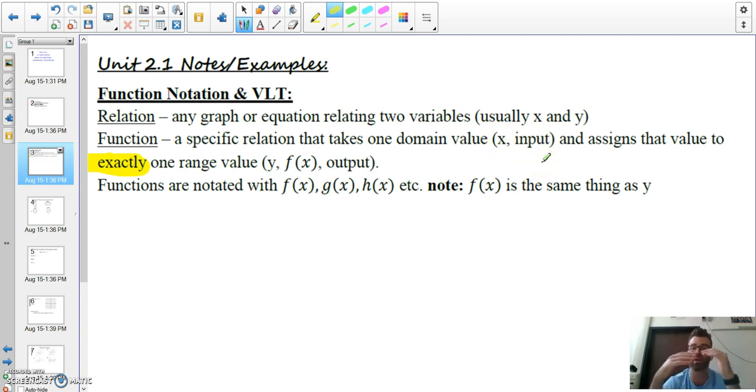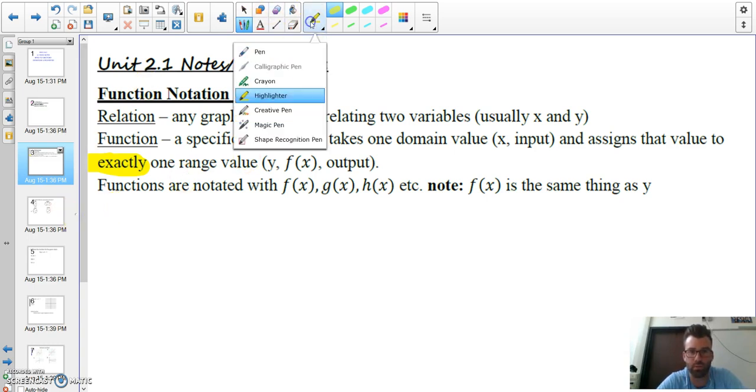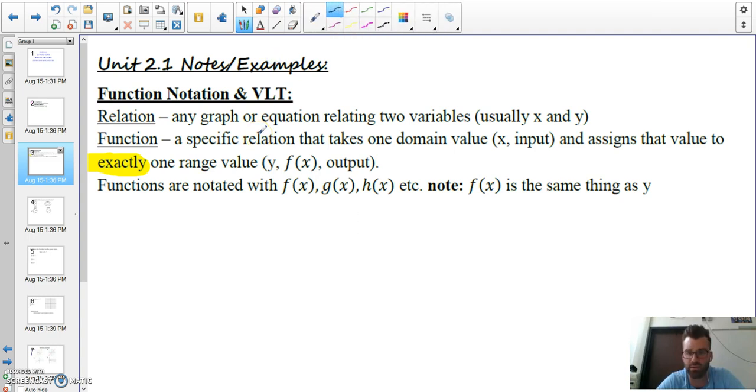In order for a relation to be a function, you can only have one output for every input. One input can only have one output. Now, two different inputs can be assigned to the same output, though. That's okay.